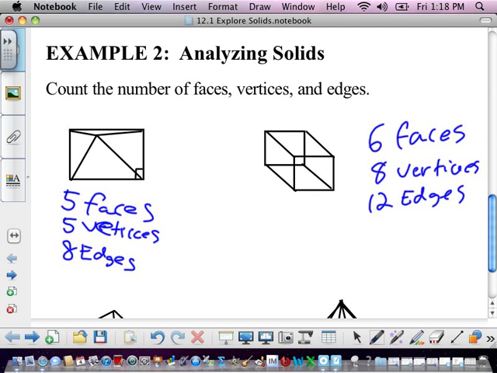Okay, let's look at that formula real quick before we move on. Make sure we get this. So faces plus vertices equals edges plus 2. So what's 6 plus 8? No, it's plus 2. 6 plus 8 equals 14, and 12 plus 2 equals 14. So they'll equal each other.